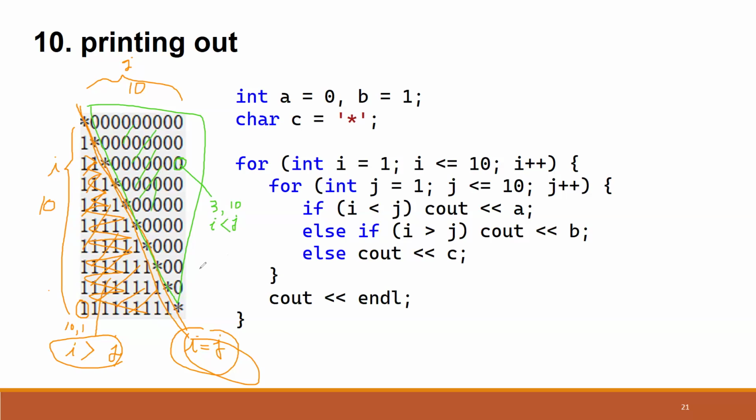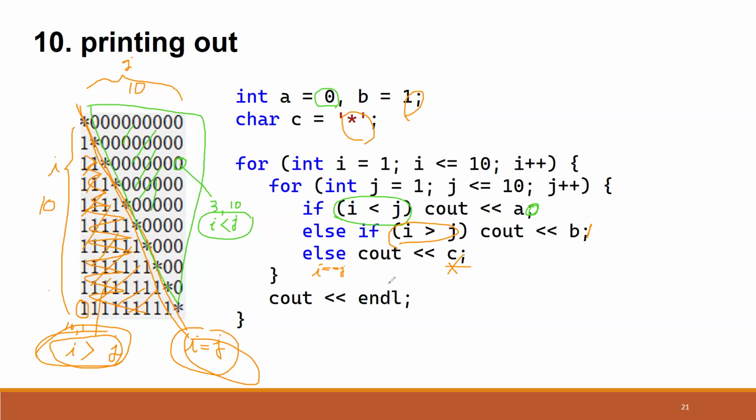Do you understand? So if I is less than J, then 0 is printed out. If I is greater than J, this orange part, then print out 1. Else means I and J are the same. Then print out star. Is it okay?